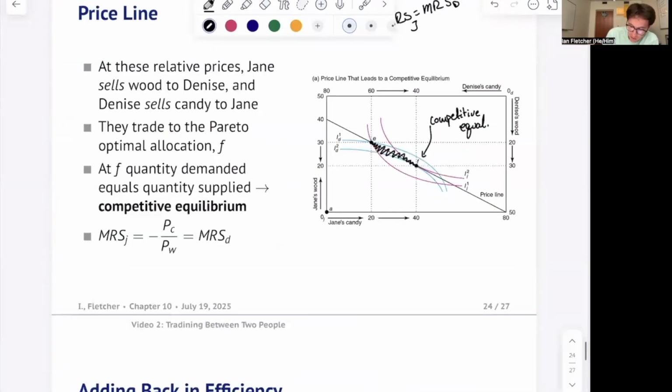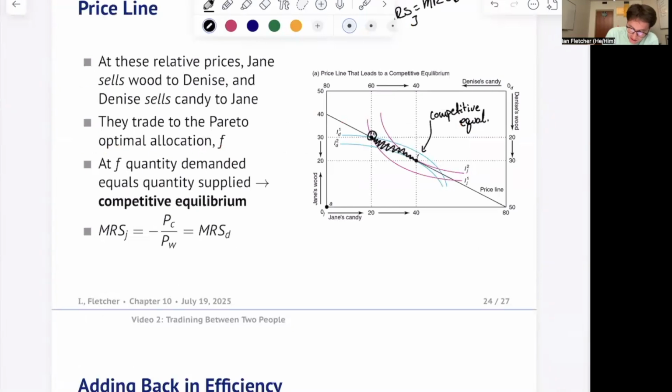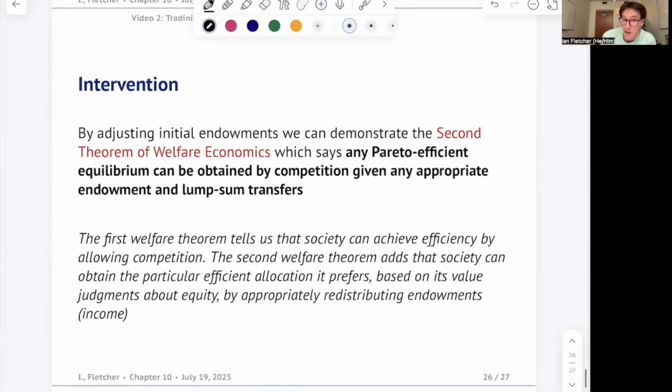So, if we were already at E, the government can essentially just say, nope, we're going to take 20 pieces of candy from Denise and we're going to take 10 pieces of firewood and we're going to swap them back and forth. And so that would be an intervention.